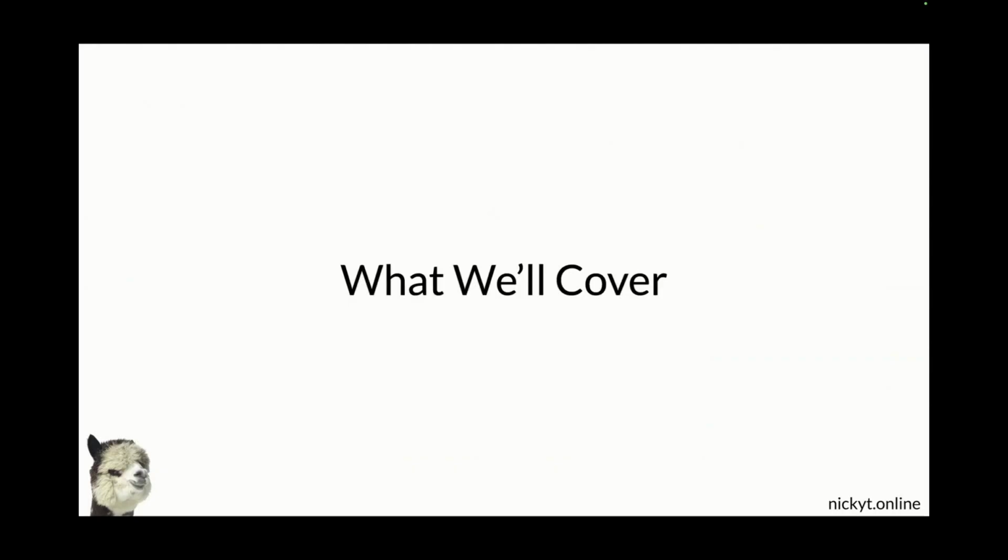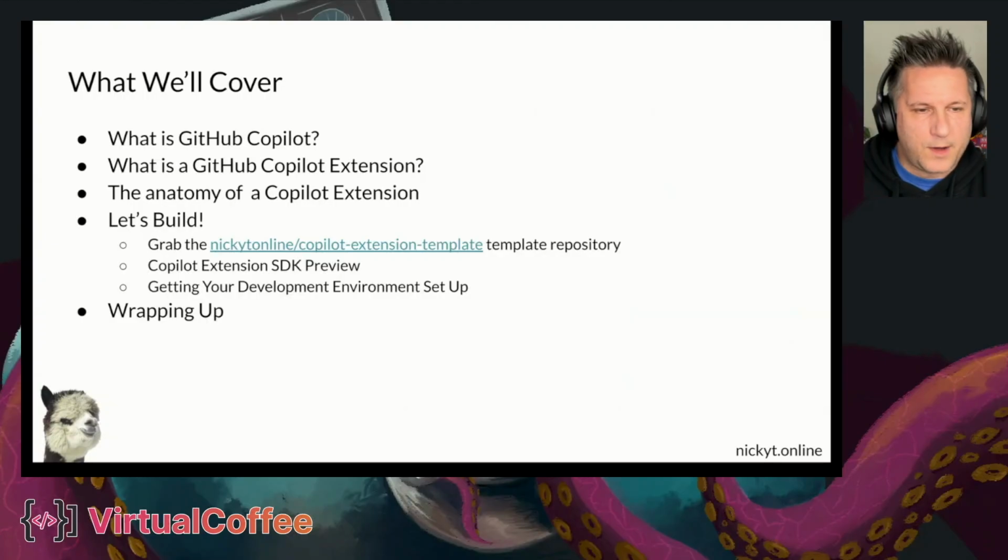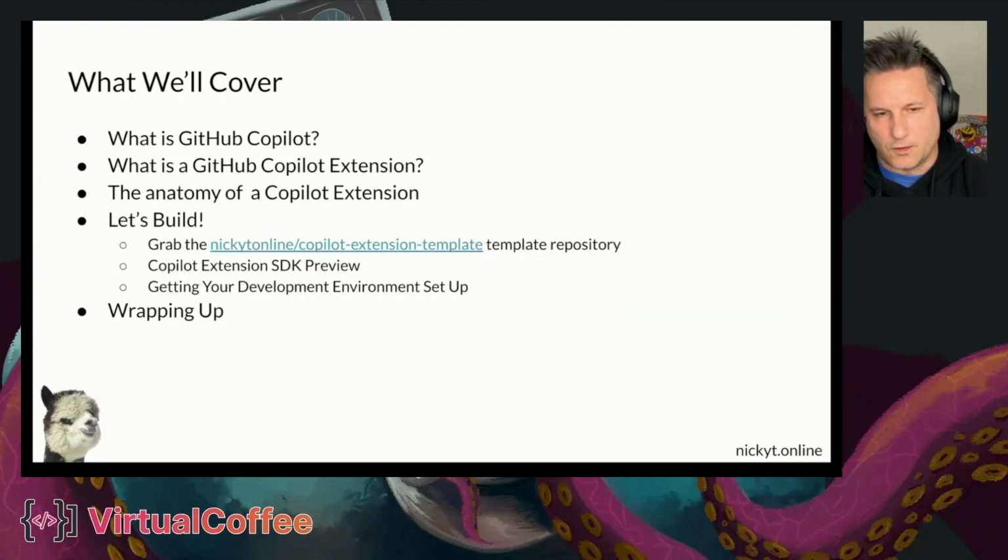So what are we going to cover? We're going to talk about what is GitHub Copilot, what is the GitHub Copilot extension, the anatomy of a Copilot extension, and then we're going to build. There is this Copilot extension template that I created. There'll be a QR code if you want to snap that during the live stream, or you can just go to that URL now. We're also going to be using the GitHub Copilot extension SDK preview, and we're going to go through setting up your development environment, and then we're going to wrap things up.